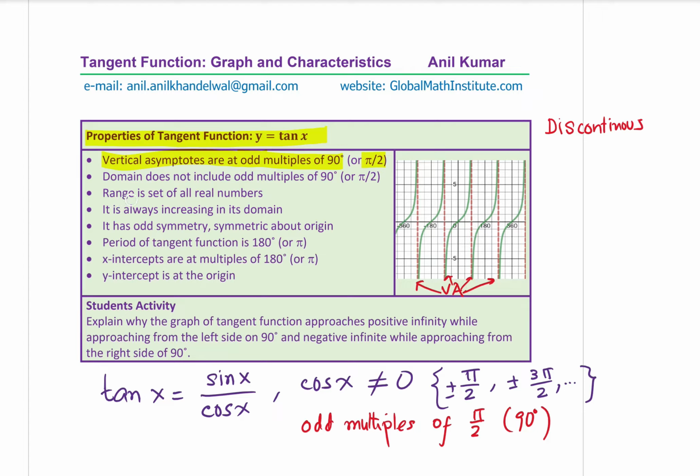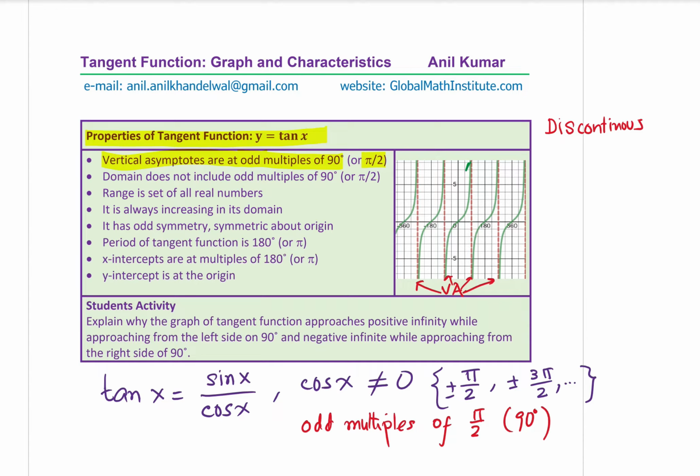Now, the range is the set of all real numbers. As you can see here, the range is shown: the graph is moving from negative infinity to positive infinity, as shown here, correct? So it is all real numbers. It is increasing throughout. So that is another very important characteristic. So we have understood these. Now it is always increasing in its domain, as you can see from the graph.